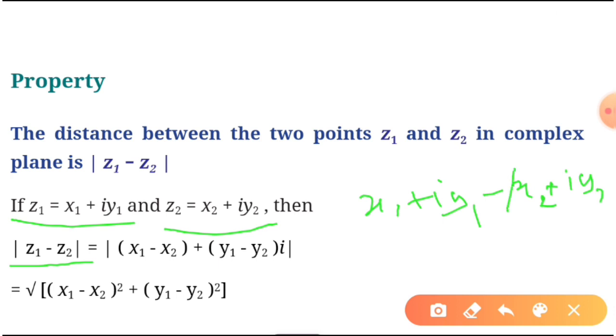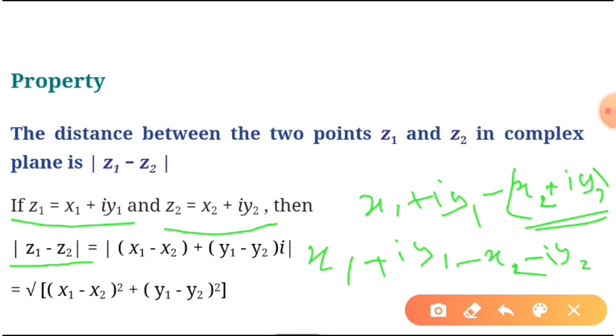Okay, minus of. Now multiply by minus inside of this, then we have x1 plus iy1 minus x2 minus iy2. Now separate the real part, x1 minus x2 plus i of y1 minus y2.